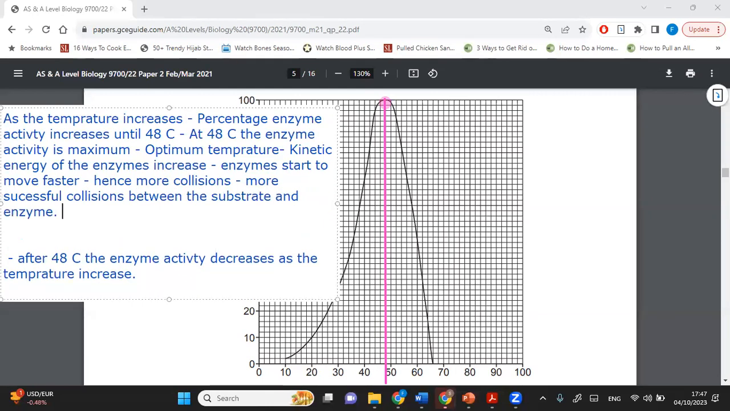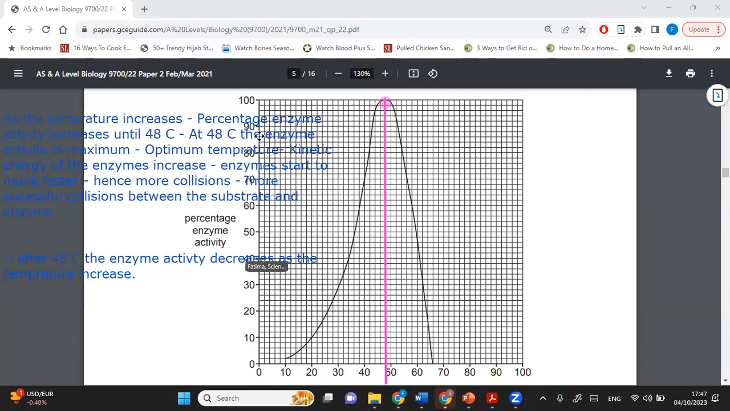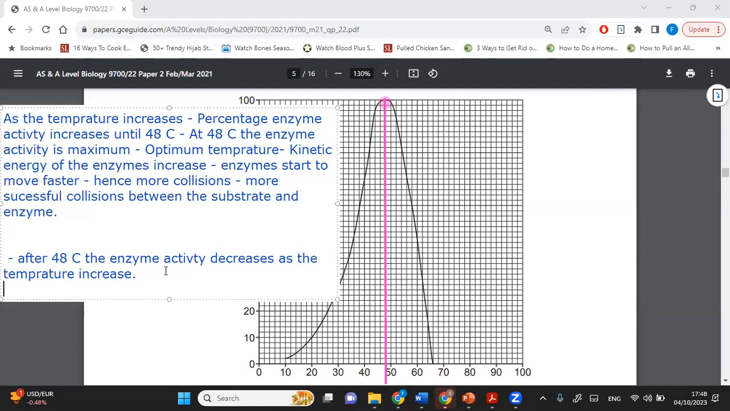So since there's more collisions taking place, the rate of reaction or the activity of enzyme will increase. Now, after 48 degrees centigrade, the enzyme activity starts to decrease. Why is it that the activity starts to decrease? We studied for that. It is because of denaturation of the enzyme. After 48 degrees centigrade, the enzyme starts to denature.